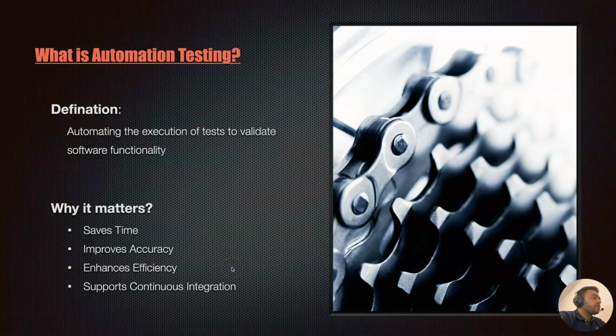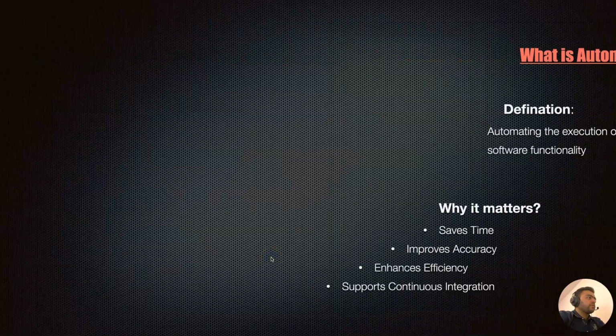Lastly, it supports continuous integration. Automated testing can be integrated with CI tools such as Jenkins, in which whenever a developer in the development team commits code, automation testing will ensure that the code changes are tested immediately, and a faster feedback is provided to the developer whenever he is committing the code. All right, let's move on to the next slide.